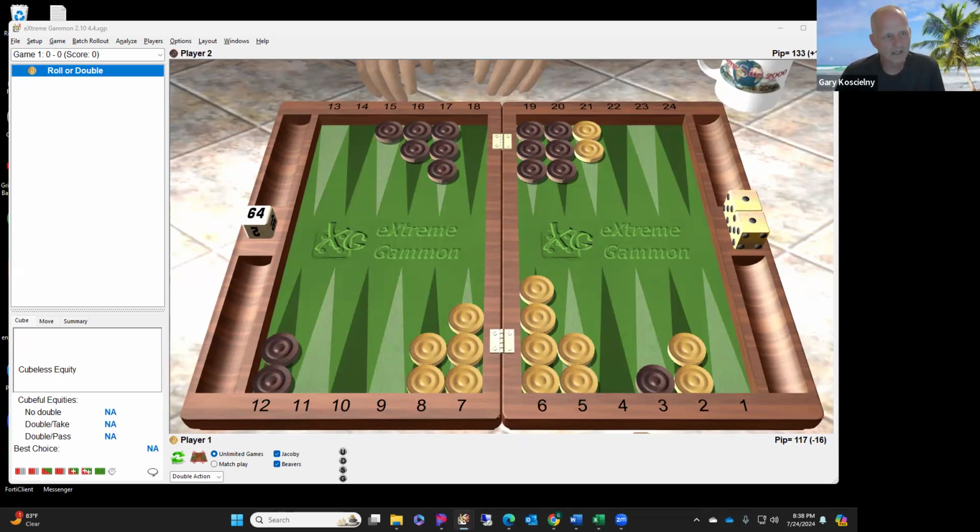Now what else do we have? Well, it's a race. We have a racing lead of 16, but that's got to count as a full advantage in the race. Priming.